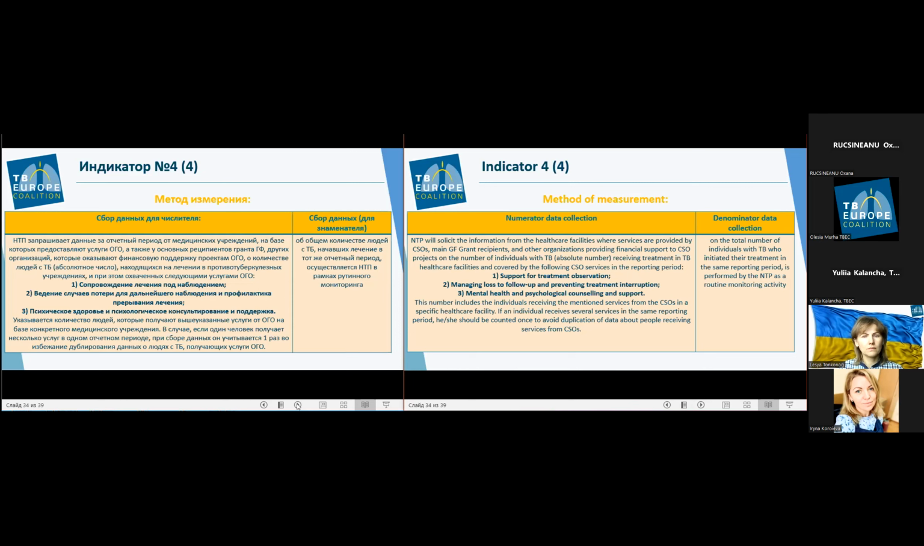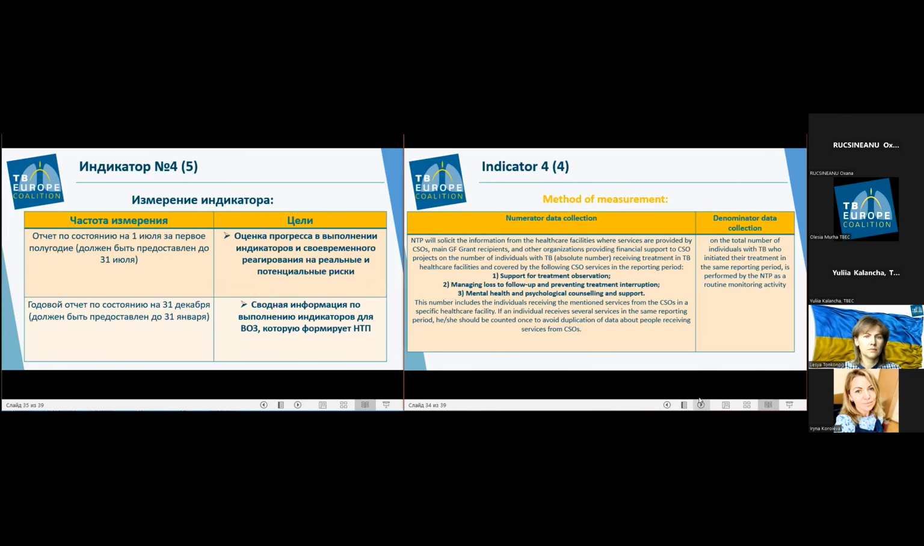Denominator data collection is the following. Data on the total number of individuals with TB who initiated their treatment in the same reporting period is collected by the NTP as a routine monitoring activity. So you see that the approaches for indicators 3 and 4 are to a great extent similar. Let's proceed with the next slide.